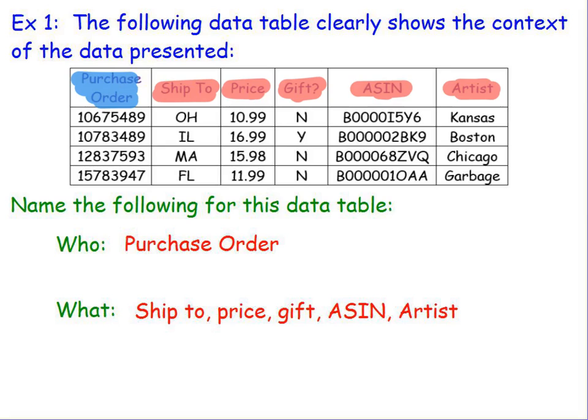We wanted to know about each purchase order. Where was it shipped to? What was the price of the purchase order? Was the purchase order a gift? What's that unique code that is associated with it? And in this case, the purchase orders must have been CDs because these are artists like Kansas, Boston, Chicago, and Garbage. Older artists, but they are artists. So when we're talking about who are we studying? What are we studying about each one of them?